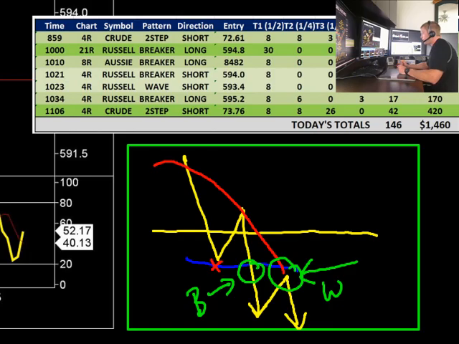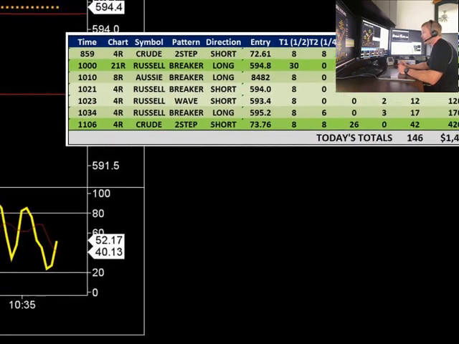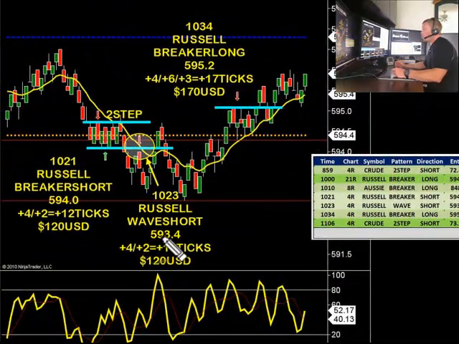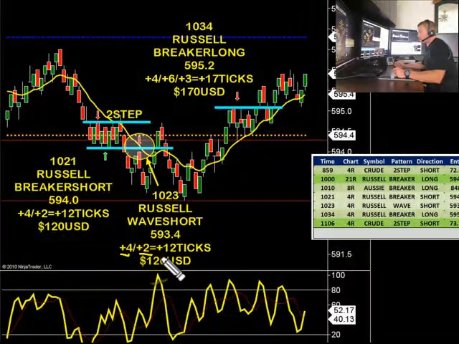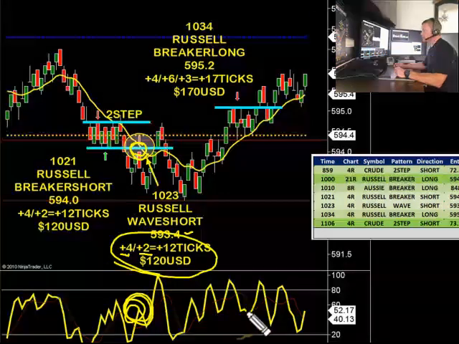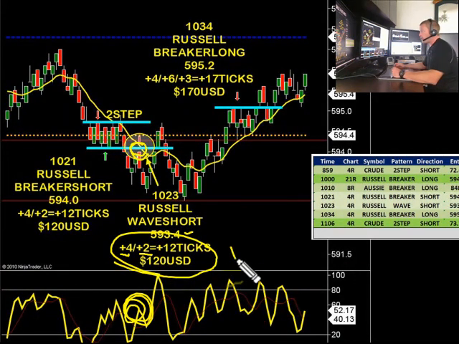So at 10:23, that's the breaker pattern. Okay, we had to wait for a little bit here, but it was well worth the wait. Another +4, +2. So once we see momentum curl and point back down, there it was right there. Momentum curls and points back down. We're below that swing low level. 93.4 was the fill. +4, 2 off at 4, 2 off at 2, 120 bucks, 12 ticks. Okay, so at this point now, we're now up 24 ticks on 2 back-to-back scalps.